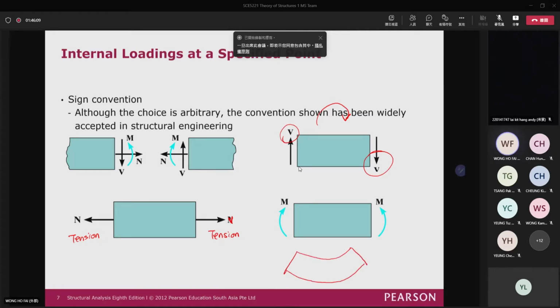The section will be bent pointing down, concave downward. Then this is the positive bending moment. But for ease of memorization, you can think that this is the structure, and this is the bending moment. When the bending moment can make your structure happy, then it is a positive bending moment.